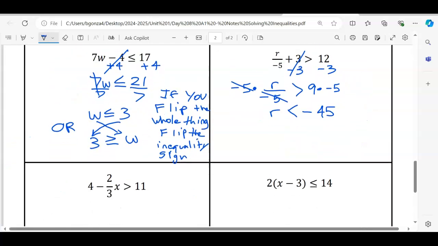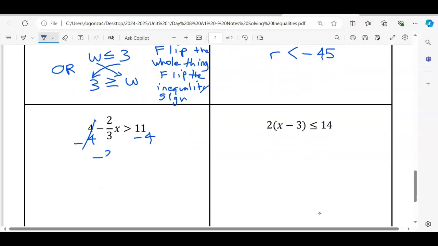Down here, the loner, here's x, here's the coefficient, 4 is the loner. 4 is positive. The opposite of that is to subtract 4. Subtract 4. Bring down negative 2/3 x greater than 11 minus 4 is 7. All right, and then let's see what you remember from last week. What's the opposite of a fraction? How do you do an opposite of a fraction? I have 2 over 3. What would the opposite be?